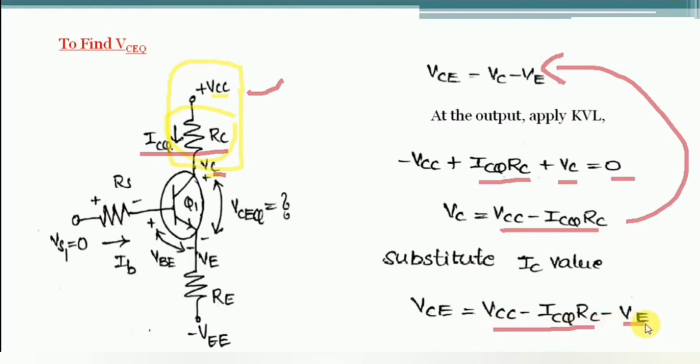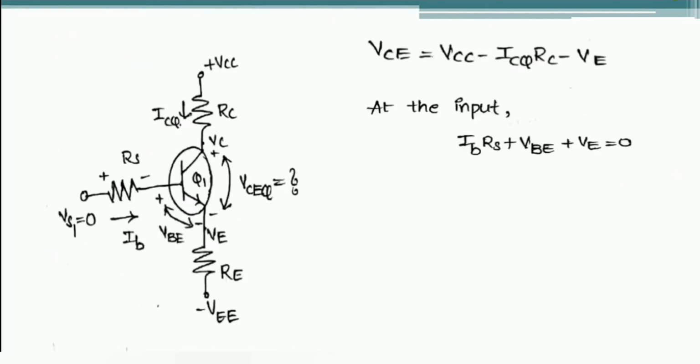Now the next step is how to find the value of emitter node voltage. So this is nothing but VE. Okay, in order to find the VE, simply apply the KVL at the input loop. So if you apply the KVL at the input loop, what is the equation we have to get? Since the input voltage, that is AC signal, is 0, now the current is IB flowing and the voltage drop across the resistor is IB into RS, and this is the cut-in voltage, that is VBE, and here it is the node voltage, that is VE.